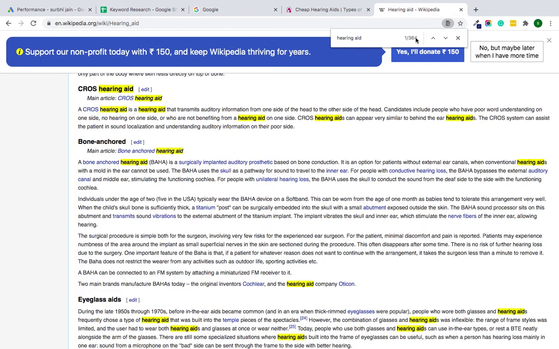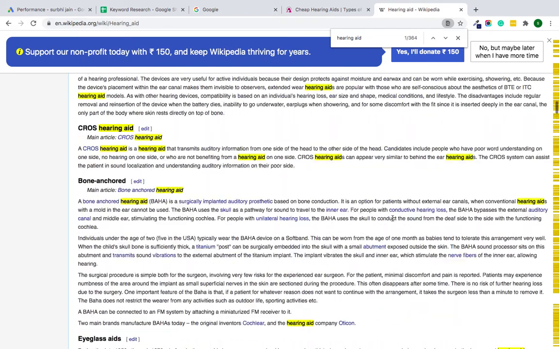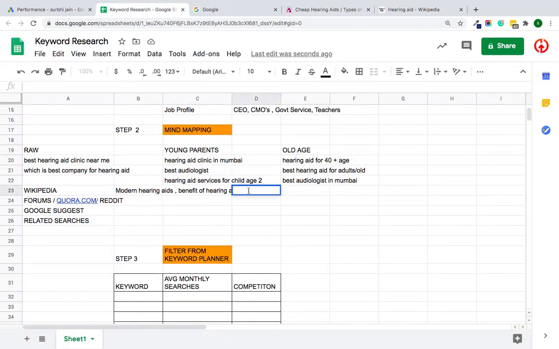If you see these yellows, it's like 364 times hearing aid is here. So you can actually find really good keywords from here. So I found 3 from Wikipedia.